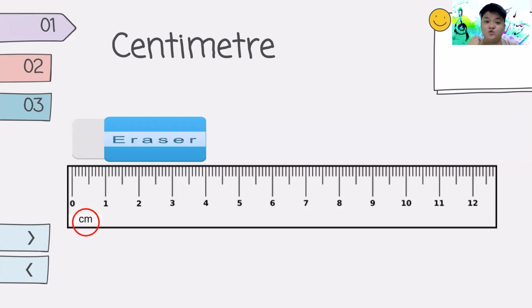Sentiasa periksa dulu sama ada pada alat pengukur anda iaitu pembaris ataupun pita pengukur, pastikan unit yang digunakan adalah yang betul. Contohnya dalam sini kita ada cm yang bermaksud sentimeter. Faham? Do you understand? Good.